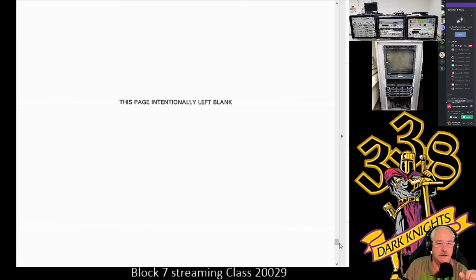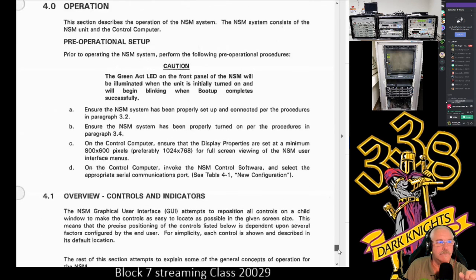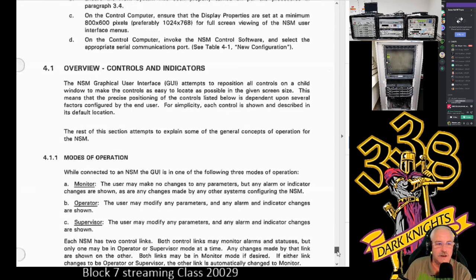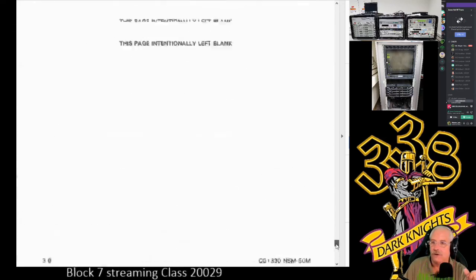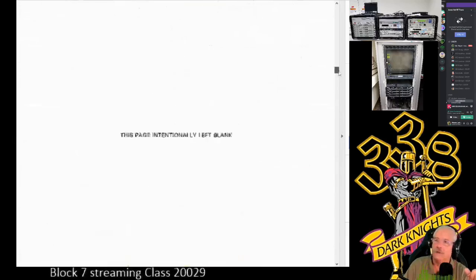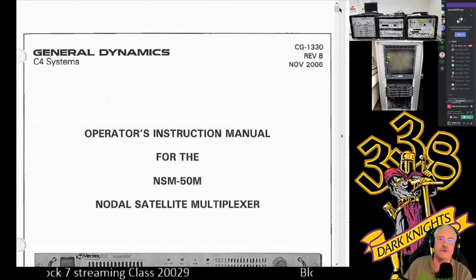And of course, going through the operation, the controls and indicators. I'm not going to go into that. You'll begin to know that as you start interfacing with it with the GUI. Are there any questions?